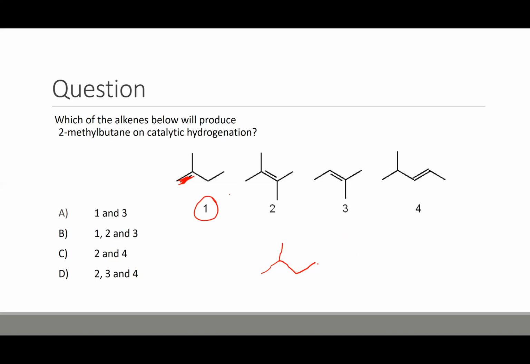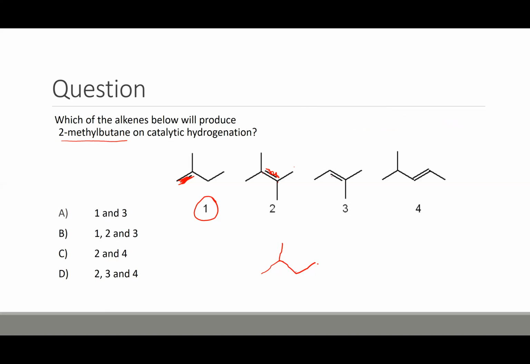If I removed that double bond and if it was just single bonded, it would be the product I was interested in. Okay, what about number 2? If I get rid of this double bond, you can see that number 2 actually doesn't match. And in fact, the name of this product, if you wanted to try to name it, this is a butane still, but it is a 2,3-dimethylbutane. So number 2 is not going to work.